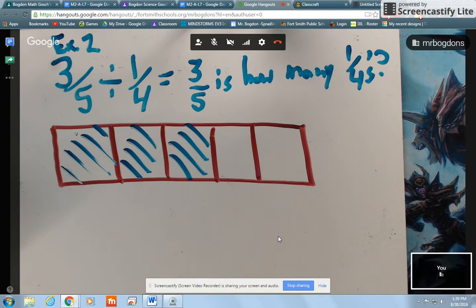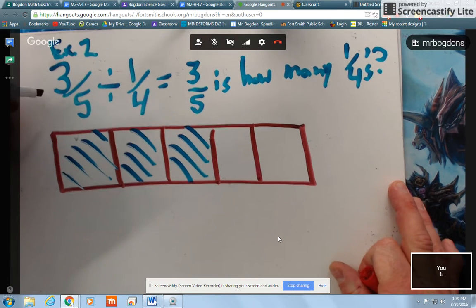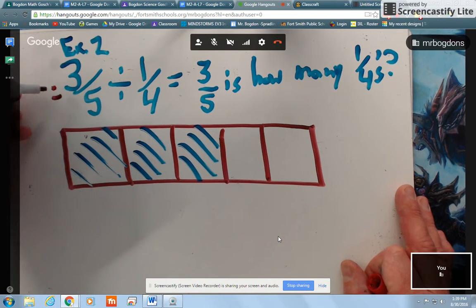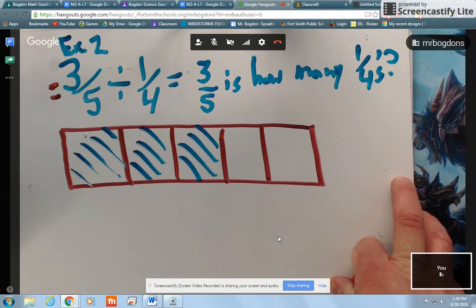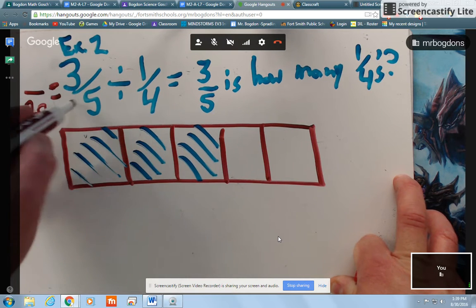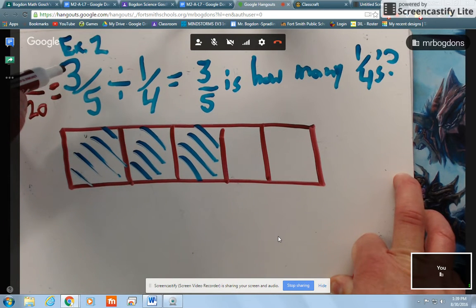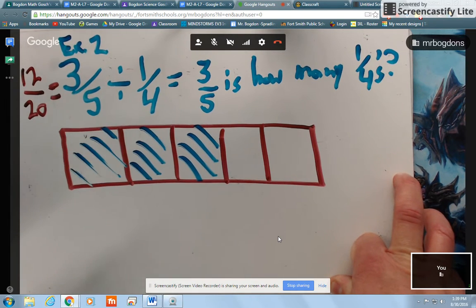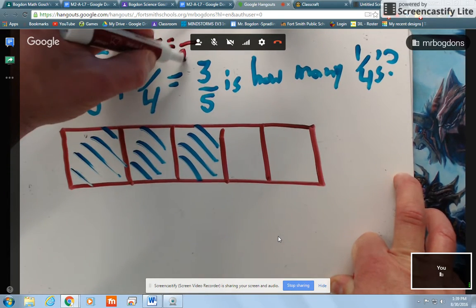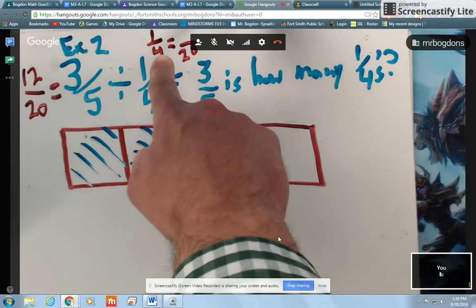20. Okay, I know that I could rewrite this. How else can I think of 3/5? I know I need a denominator of 20. So what do I have to multiply 5 by to get to 20? 4. So if I multiply the denominator by 4, I also have to multiply the numerator by 4. So what's 3 times 4? 12. Okay, good. Now this 1/4, I can think of 1/4 as the same as how many 20ths? What do I have to multiply 4 by to get to 20?